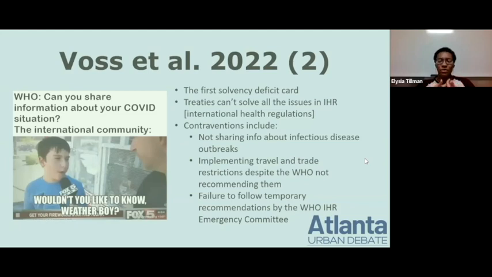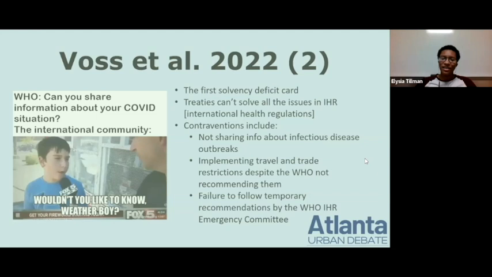So things that were working against the WHO when they tried to use international health regulations to prevent a pandemic included things like other countries not actually sharing any information about outbreaks, having their own policies and being like, we're going to do these things, even though the WHO never recommended them. And then when the WHO did recommend things, a bunch of member states didn't do them. So the idea is that, even though there are a bunch of member states in the WHO, they're not actually willing to do what is needed for the WHO to be effective.